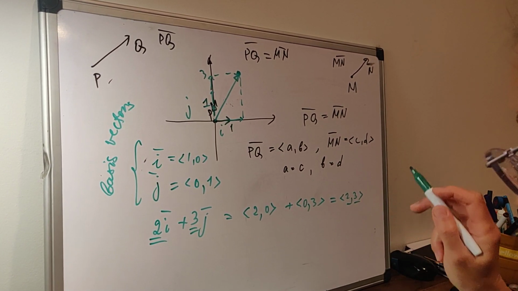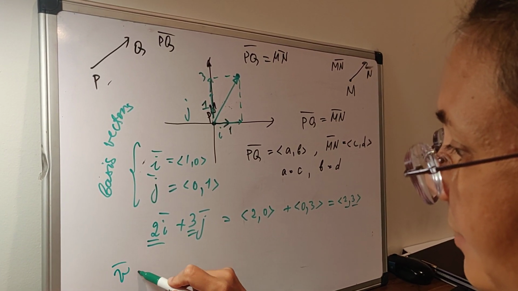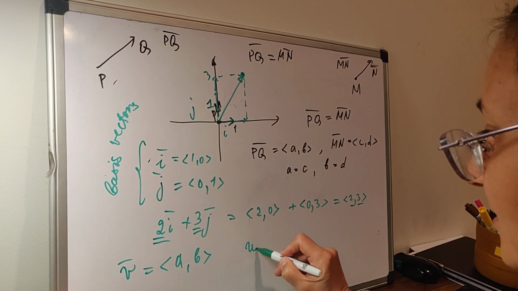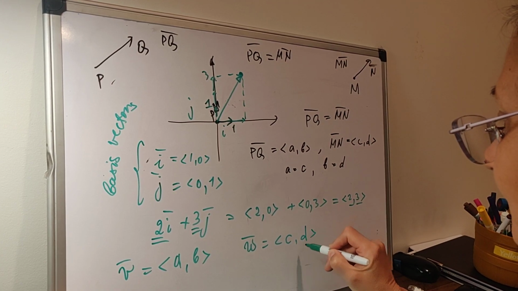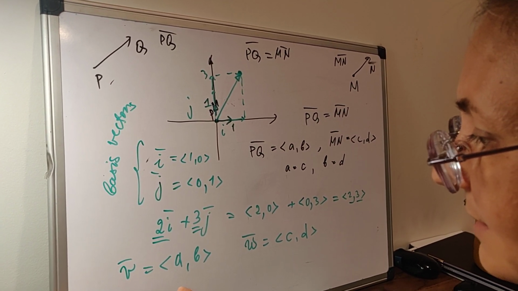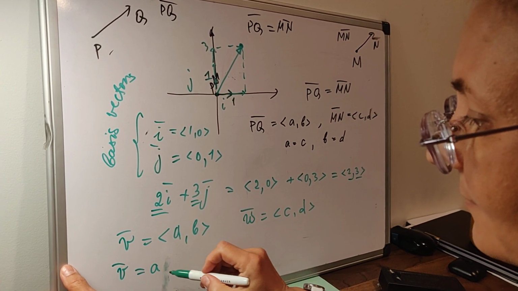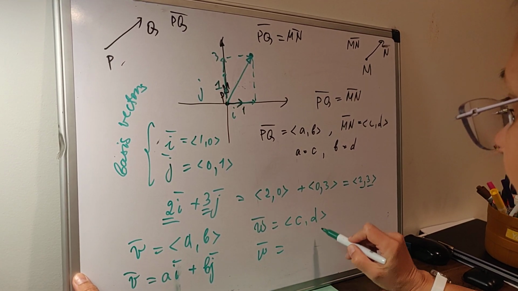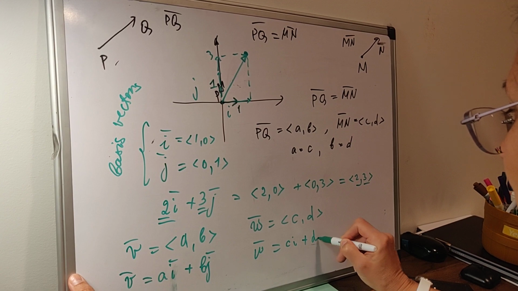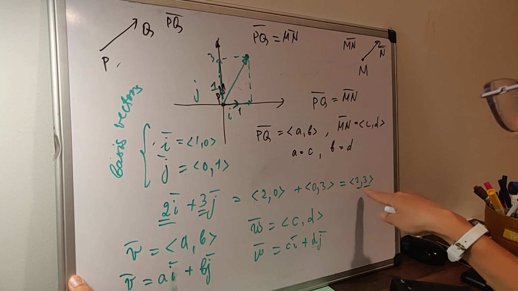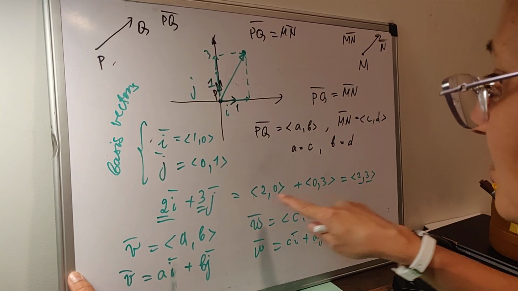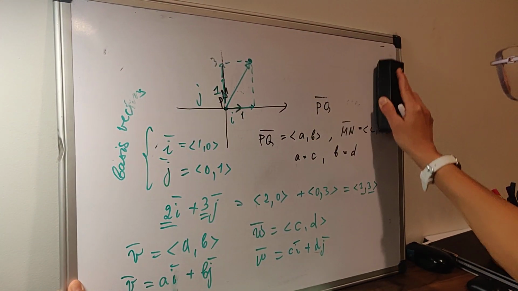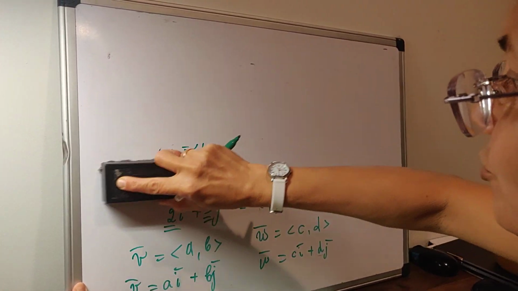Now we are going to set it up more mathematically. Imagine that you have vector v with terminal point A, B and vector w with terminal point C, D. Each of them can be represented as v = Ai + Bj, and w can be represented as Ci + Dj. Same way we have it over here, the first number comes in front of i and the second number comes in front of j. Now, if I want to add these two vectors, what am I going to do? Well, I'm just going to add them expressed through basis vectors.